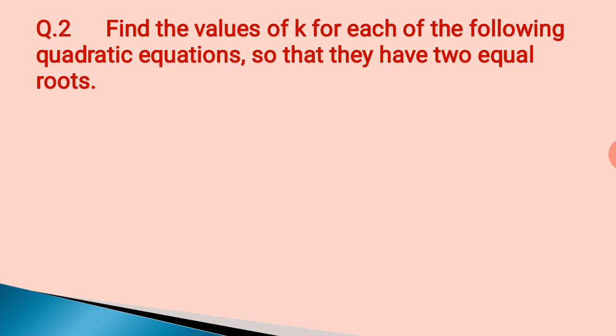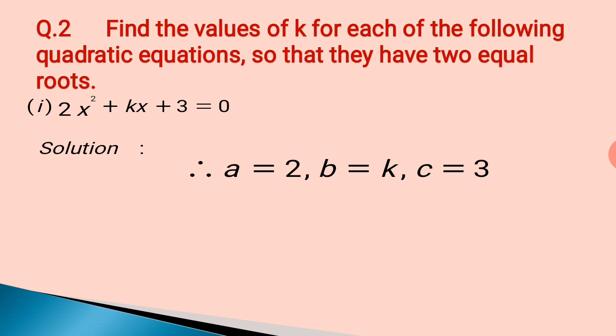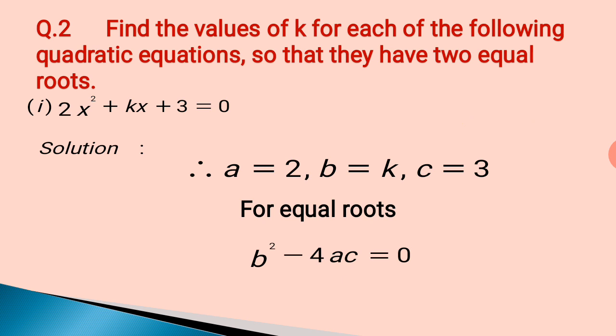The next question, question number 2. Find the values of k for each of the following quadratic equations so that they have 2 equal roots. Now these are a little bit tricky but quite easy type of questions. You have the equation, that is the quadratic one. You have to select A, B, C as usual. Now you are already told that the roots are equal. The condition for the roots to be equal is b square minus 4ac equal to 0.